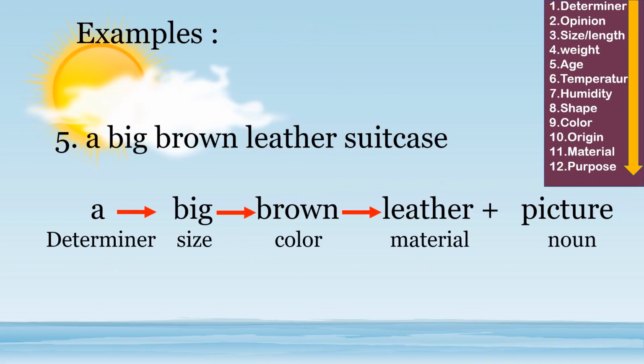Example 5, a big brown leather suitcase. So a is determiner, in position 1. Big is size, so it's in position 3. Brown is color, so it's in position 9. And then leather is material, so it is position 11. So we arrange them in order from small to big number, so it becomes like this, a big brown leather suitcase.